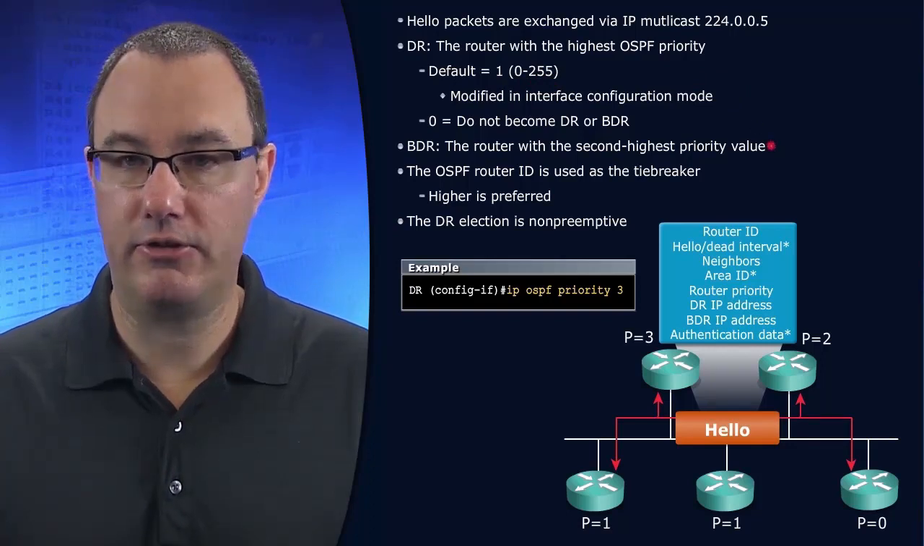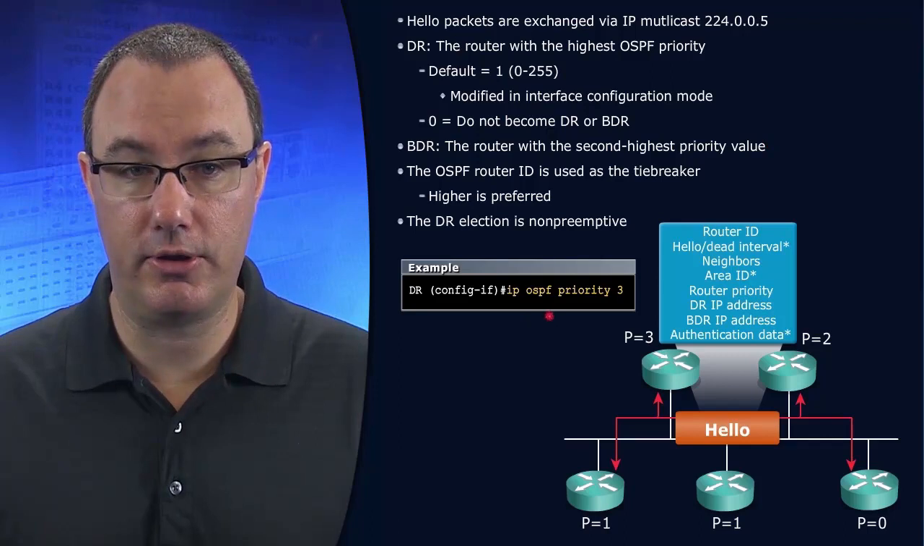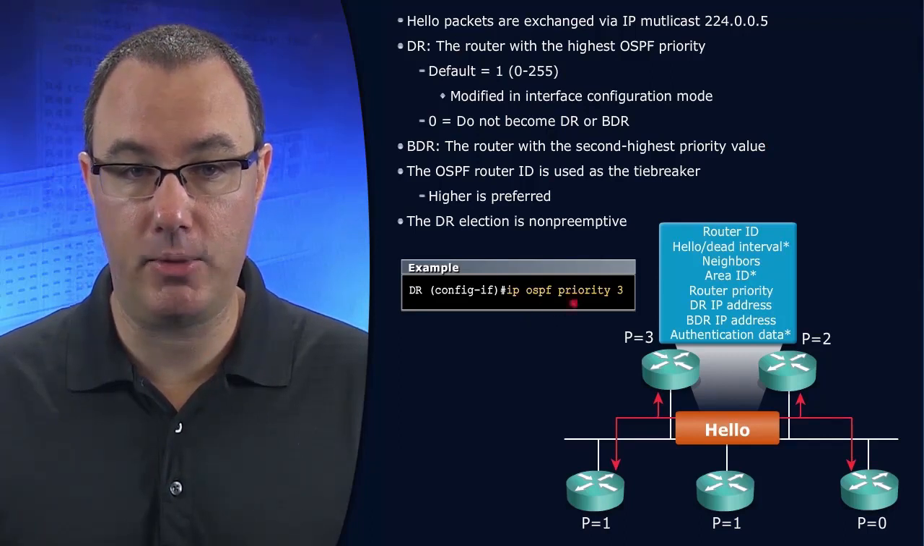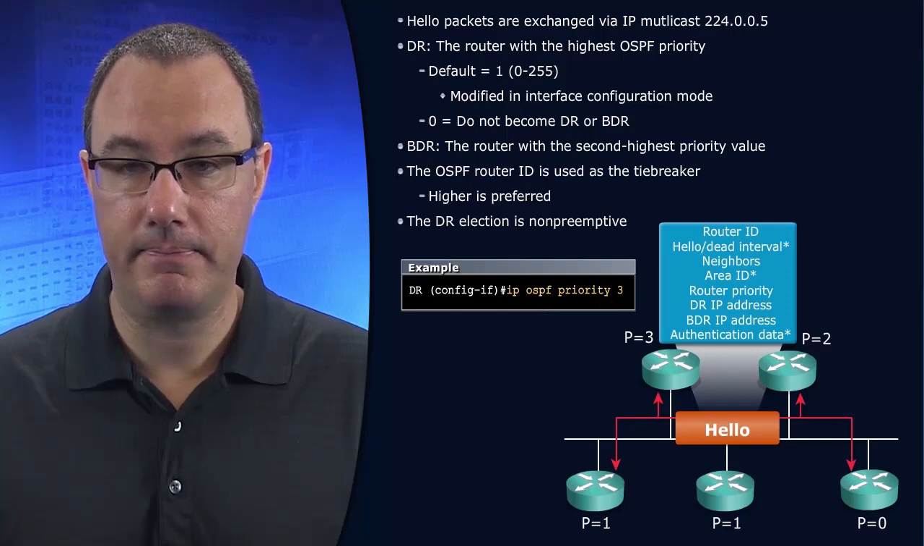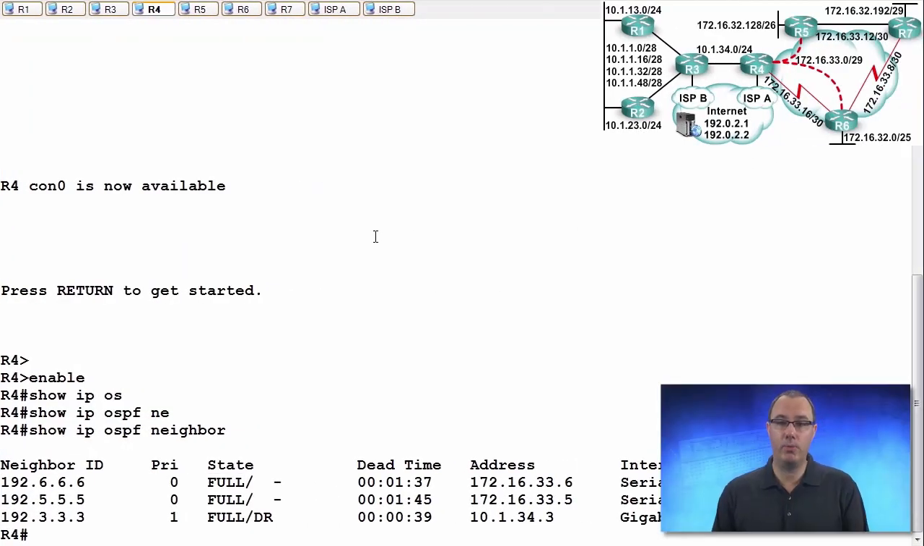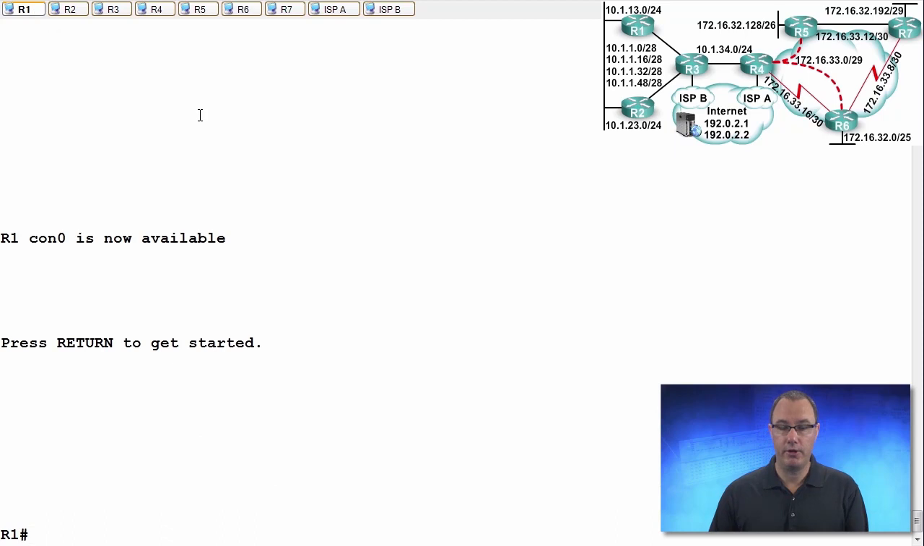A higher value means we're more likely to be the designated router. The BDR is the second highest. So if I want to do this, I go to interface level, and I control it with IP OSPF priority, and then I choose my value. So if we were to go here, where would we find ourselves manipulating the priority values? Probably R1 and R2.